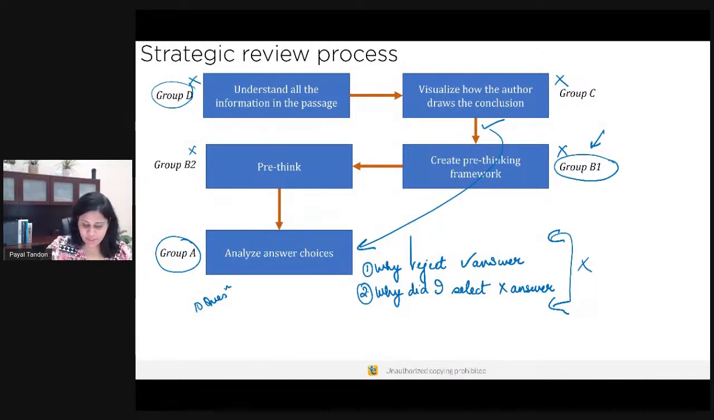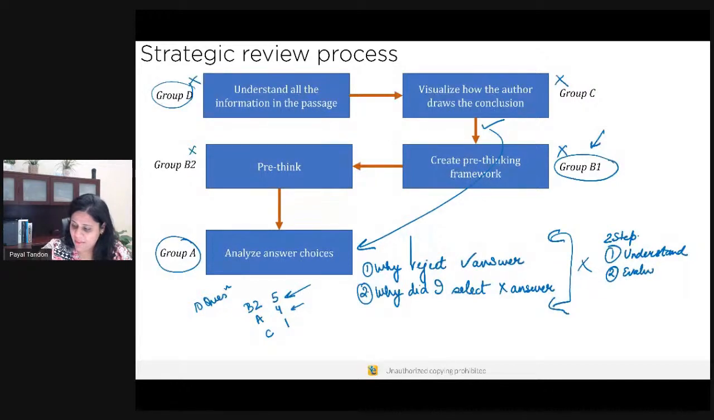Now, let's say for the 10 questions that you did, you turn out to be in group B2 five times, in group A four times, and the remaining one, group C, one time. Which means that the major problem lies in you not being able to pre-think. You're trying to follow the process, but you're still not able to pre-think. The problem also lies in you not being able to analyze the answer choices correctly, which means you're not doing the 2-step analysis of each answer choice. And what are those 2 steps? The first step is to understand what the choice is saying, and then to evaluate. Maybe you are skipping the understanding part, or maybe you're not able to evaluate it correctly. So for that, you need to review the solution.